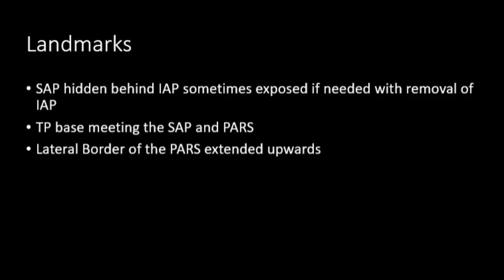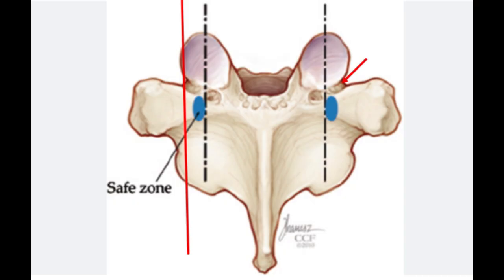So landmarks: the SAP is hidden behind. This is basically a review of what we just said. The superior articular process is hidden behind the inferior articular process, sometimes exposed if needed with removal of the IAP. So the TP base meets the superior articular process and pars. Another landmark is the lateral border of the pars extended upwards. Things to remember: the medial half of the superior articular facet is a no-go zone. Never along the inferior half of the transverse process.